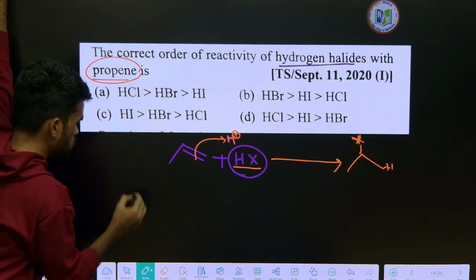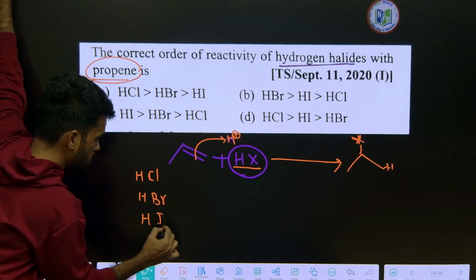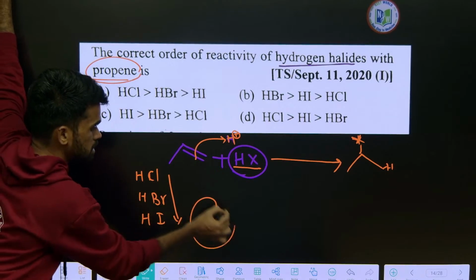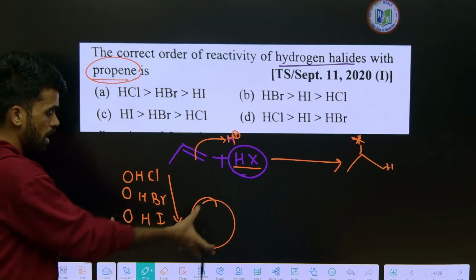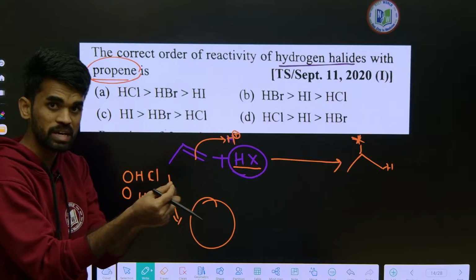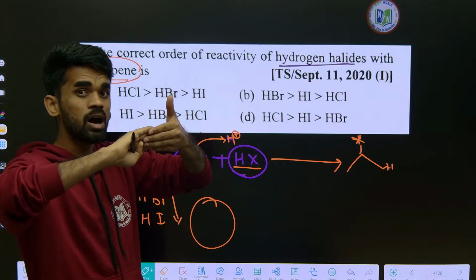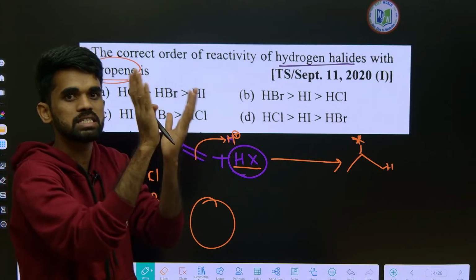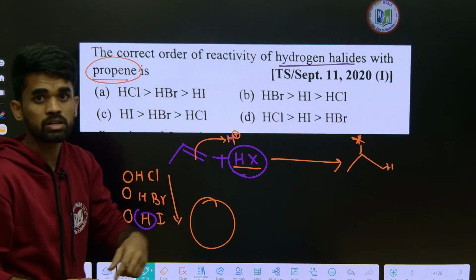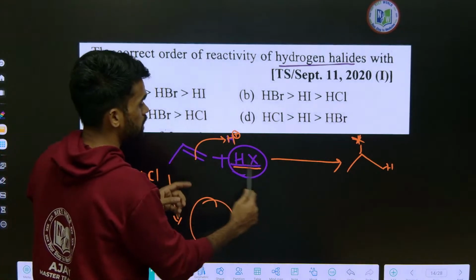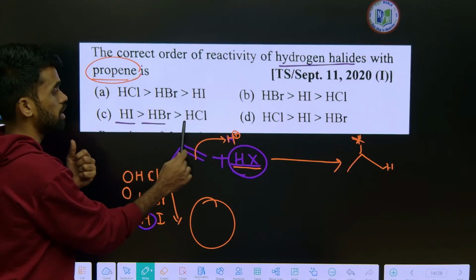The stronger one. Down the group, if you see HCl, HBr, HI, what happens? Halogen size increases down the group, but hydrogen size is smaller. If the hydrogen is small and the halide ion is big, their bond will be very weak. If the size difference is too much, the overlapping will not be good. If this is not good, the bond breaks easily. If the bond breaks easily, H plus ion comes easily, so it will be more reactive. So which HX reacts more easily? That will be HI, after that HBr, and after that HCl.